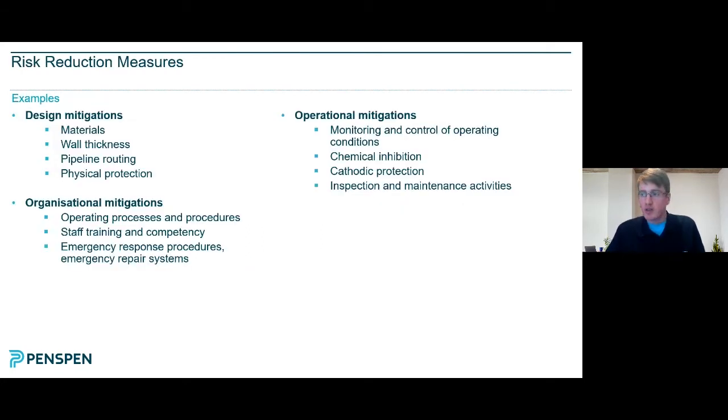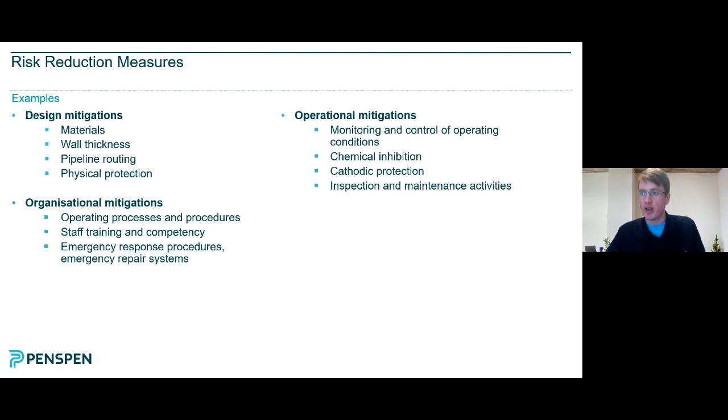So risk assessment is an iterative process. You can work through your flowchart and get to the bottom, compare that against what is an acceptable risk, and find that what you have is unacceptable. So you need to look again at what mitigations you can put in place to reduce that risk to an acceptable level, to as low as reasonably practicable.